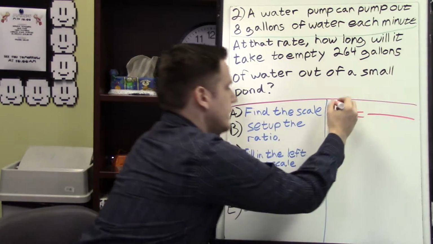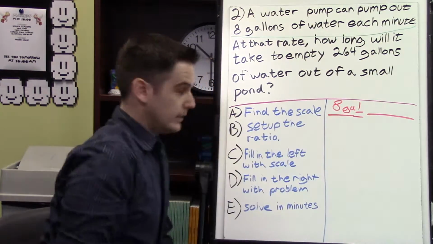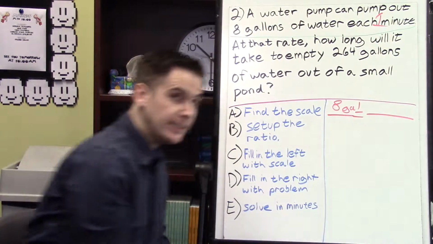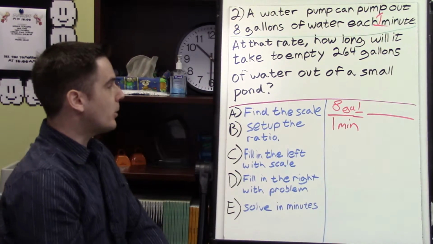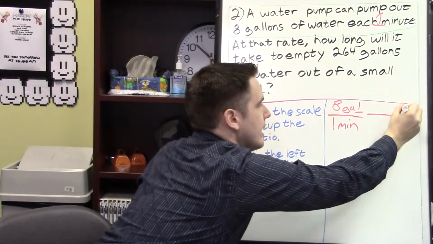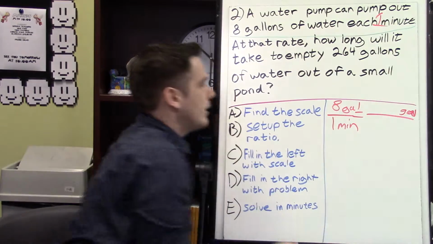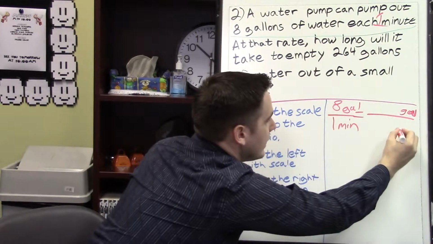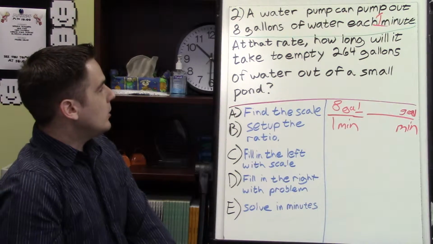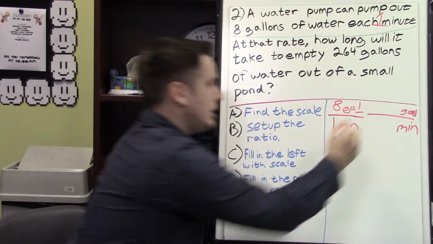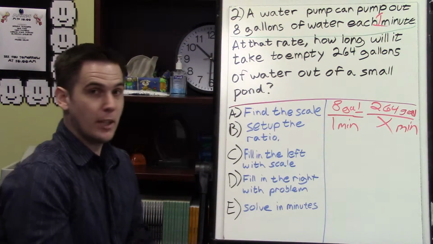So 8 gallons for each minute. Ninja 1 showing up again. 8 gallons per each minute. Okay, let's go ahead and stay consistent before I read the rest of the problem. Read the rest of the problem, and minute. So, how long will it take to empty 264 gallons? Well, I don't know. So there's an X. There's your problem.